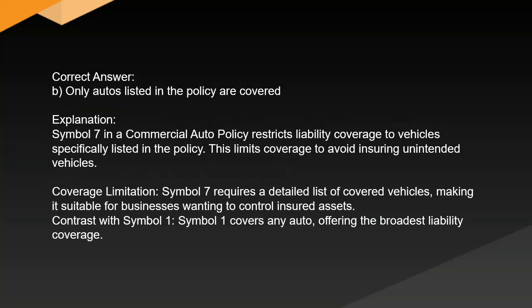Correct answer. B. Only autos listed in the policy are covered. Explanation. Symbol 7 in a commercial auto policy restricts liability coverage to vehicles specifically listed in the policy. This limits coverage to avoid insuring unintended vehicles. Coverage limitation. Symbol 7 requires a detailed list of covered vehicles, making it suitable for businesses wanting to control insured assets. Contrast with Symbol 1. Symbol 1 covers any auto, offering the broadest liability coverage.